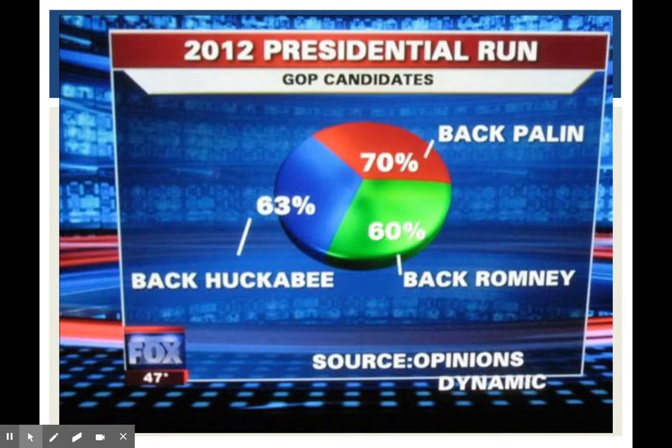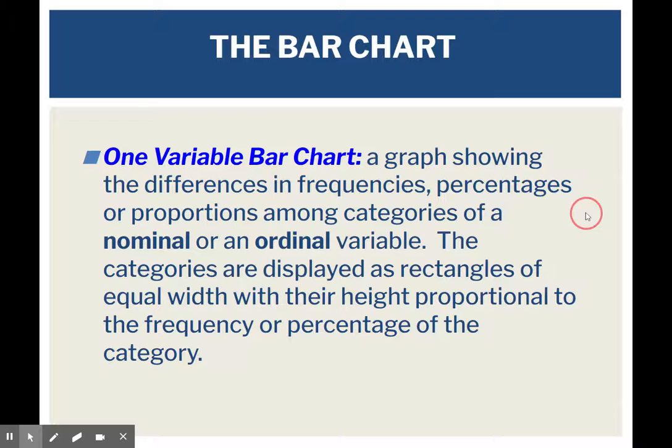But this isn't giving us a very clear understanding of what is going on. Maybe they should have asked, do you back only Palin? Do you back only Romney? Do you back only Huckabee? And then do you support more than one candidate? Or do you support all candidates? That might have been a better way to get this information in a pie chart. But you can see what they've done here is they've asked three different questions and put all three questions into one pie chart, and that doesn't make any sense.